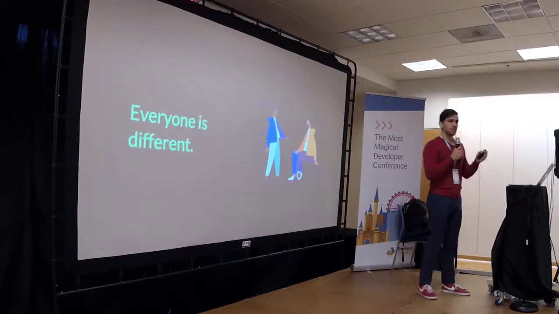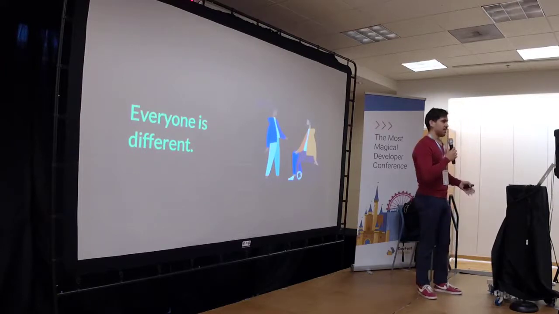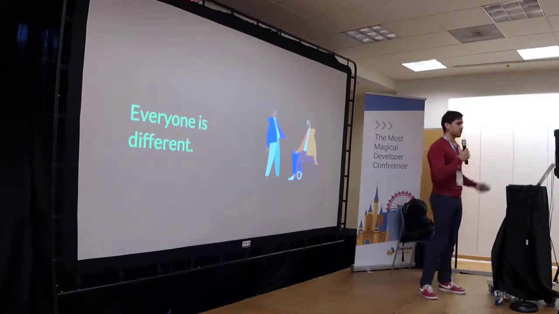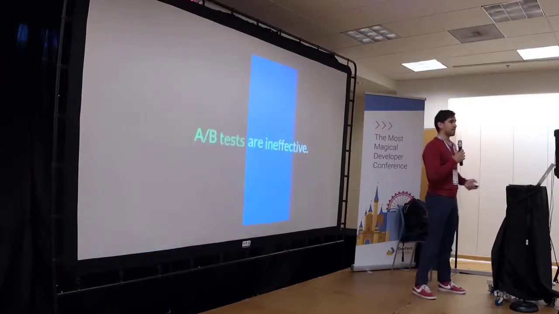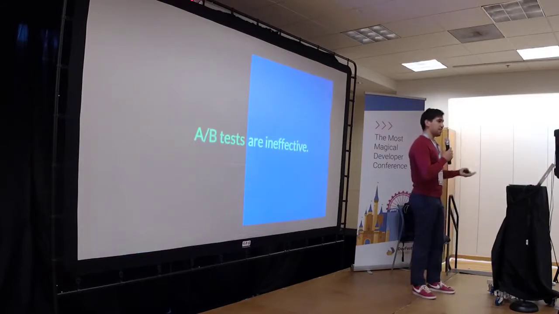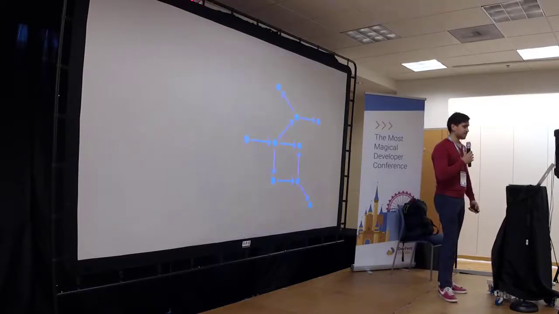So, the most important concept here is realizing the fact that all of your users are different. We all have different needs. Every user uses your app in a different way. And so because of that, I say that A/B tests are essentially ineffective because we're only testing like 2 personas where our users could span infinitely many personas, right?